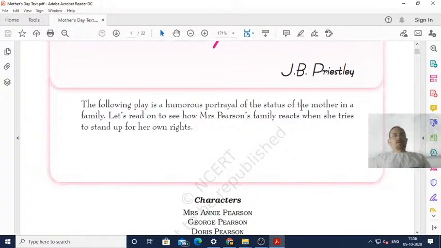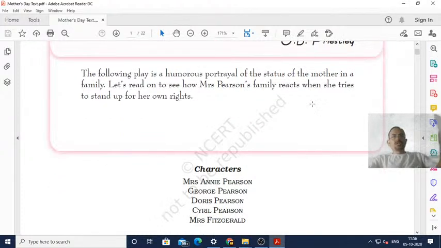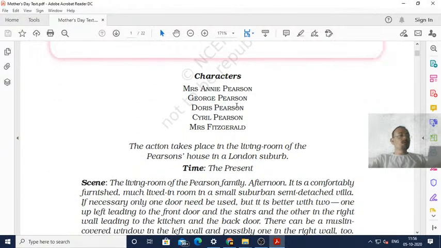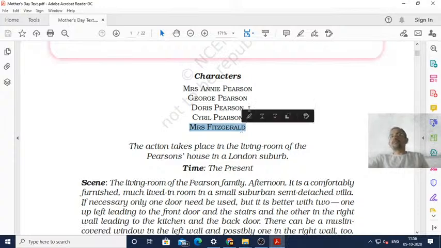Okay, so the characters are mentioned here. You can have a look at the characters. Characters are given in front of you: Mrs. Annie Pearson, George Pearson, Doris Pearson, Cyril Pearson, and Mrs. Fitzgerald, who is a lady from outside their family.